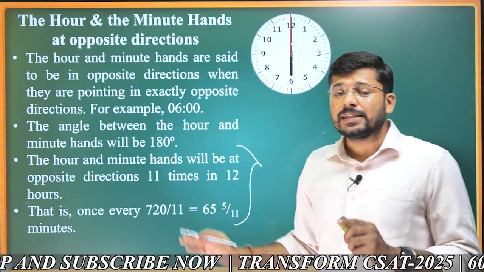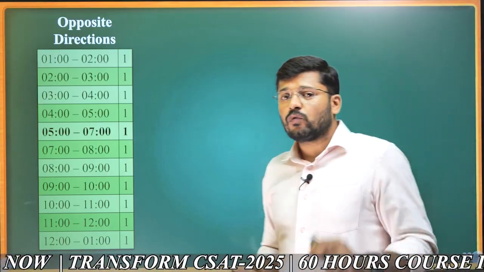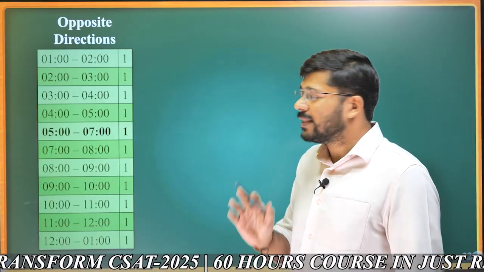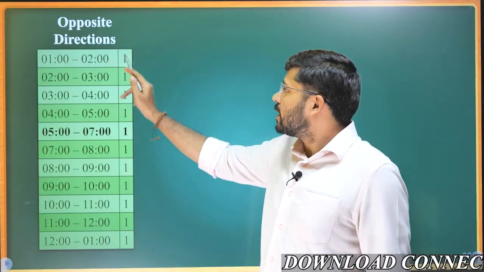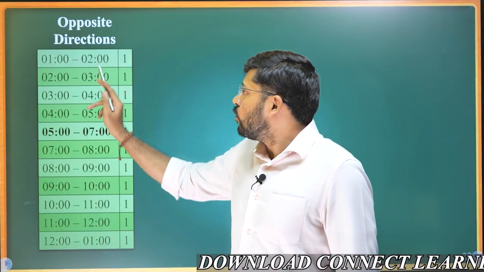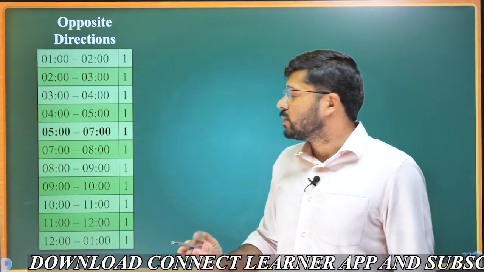Now we shall see the general rule and the exception for this one also. The general rule for this one is the same as the previous one, with a change in the exception. From 1 o'clock to 2 o'clock, they will be in opposite direction once. From 2 to 3, they will be in opposite direction once. From 3 to 4, they will be in opposite directions once.